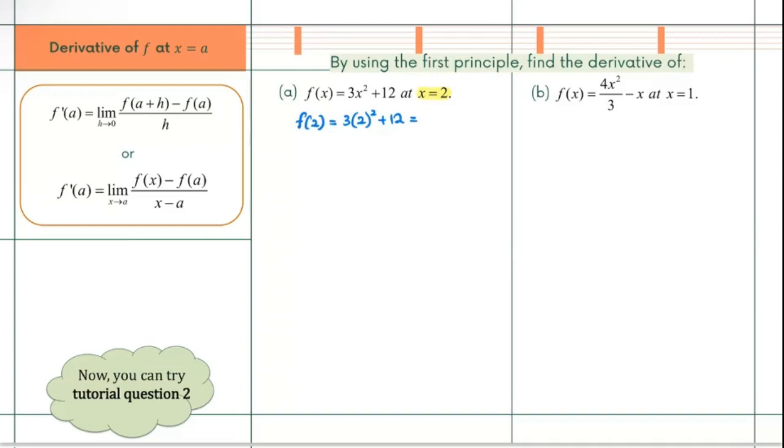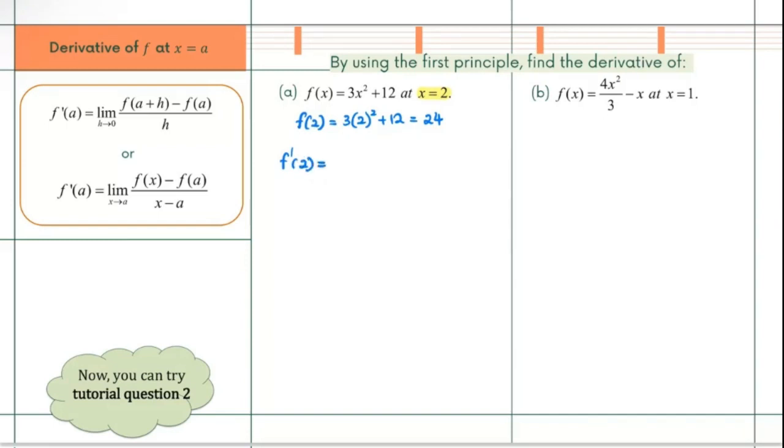So 4 darab 3, 12. 12 tambah 12, 24. Okay, so jadi ini akan jadi value of f of 2 ataupun f of a itself. Okay, now kita nak cari f prime x sahaja. Sorry, dia bukan f prime x, dia adalah f prime of 2.